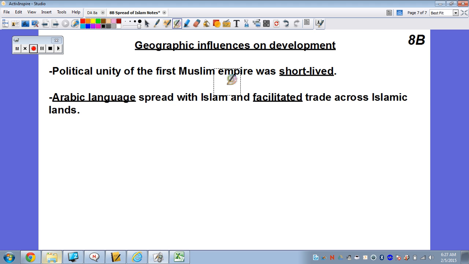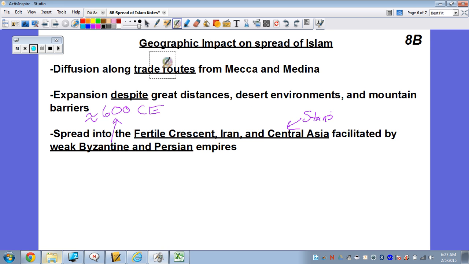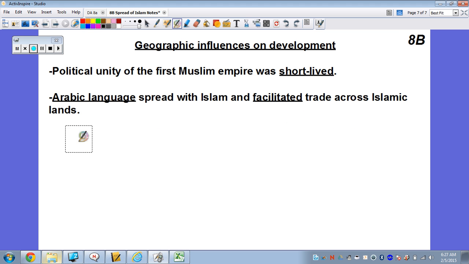Big thing to remember here is the Arabic language spreads with Islam and is going to facilitate trade across Islamic lands. All of these regions we are talking about here are predominantly Arabic speaking, and it starts around 650 CE, almost 1,000 years before we even get into Middle English, 600 years before any form of English has taken hold. The Arabic language has spread throughout the Middle East and South Asia.